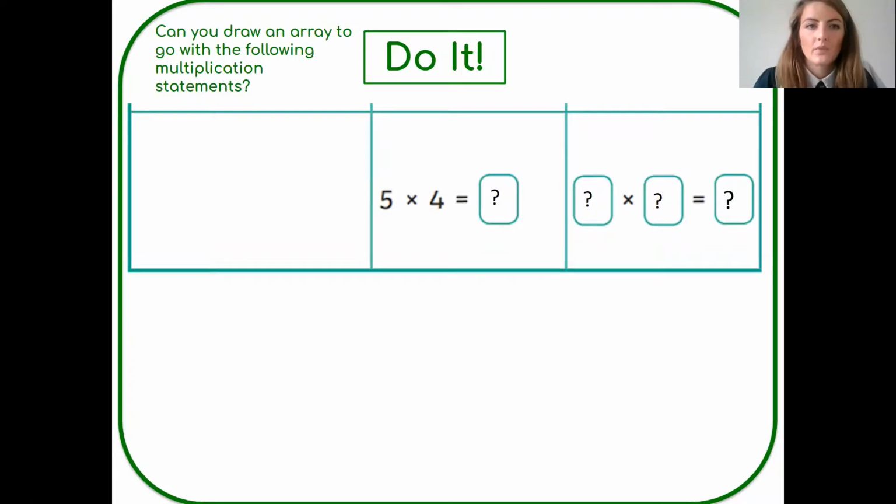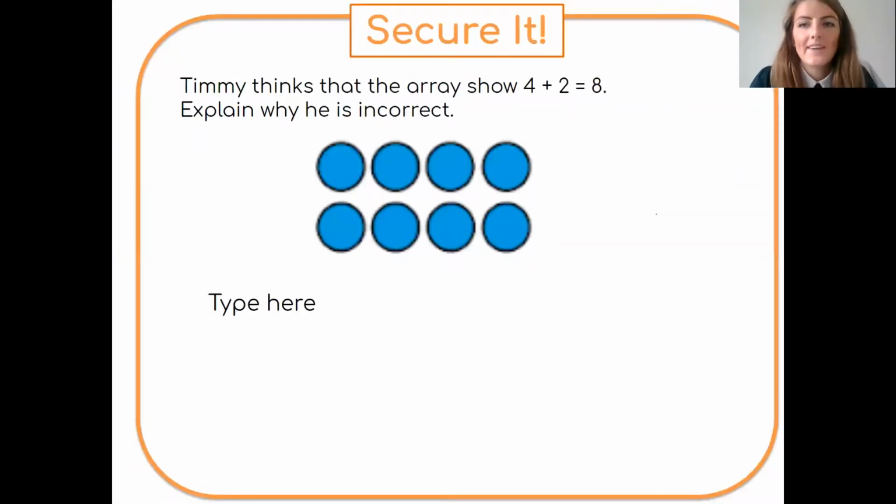Okay. Right, so we've got Timmy here, and I know you like Timmy's mistakes. Timmy's made a mistake. Timmy thinks that the array shows 4 add 2 equals 8. Why is he wrong? It's a spelling mistake there as well. What does that array show?